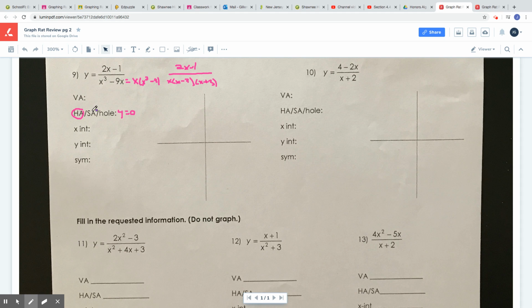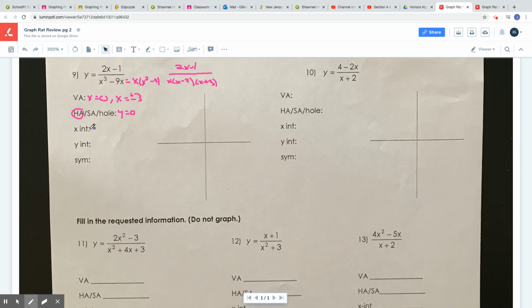However, vertical asymptote, there are 3 things that make the bottom equal to 0. We have x equals 0, and we have x equals plus or minus 3. So we are going to have 3 vertical asymptotes. We haven't had one like that, but we're going to treat it just like we did with 2. I'll show you that in a second.